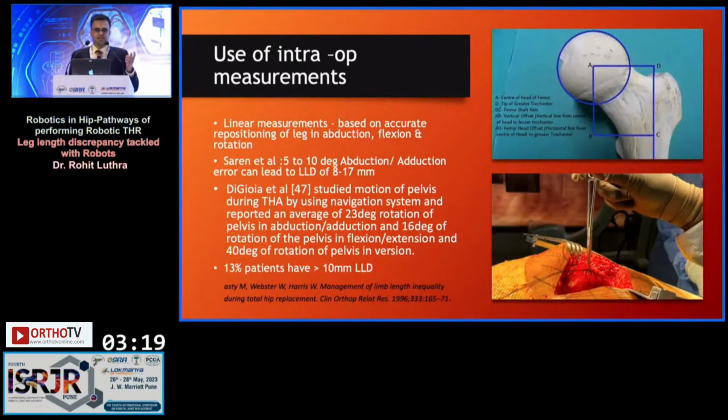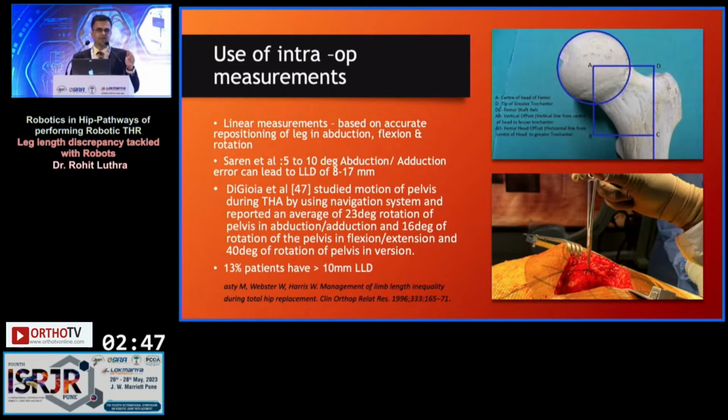So to reduce this further, there are other intraoperative measurements, like the vertical offset, which is the AB distance, and the horizontal offset, which is the AD distance, to see whether your limb lengths are equal. Still, for this measurement to be equal, you have to make sure the abduction, flexion and the rotation of the leg is the same when you checked it before resection and after resection. So your abduction, flexion, rotation should be the same, and you usually end up not putting the patient in the right position.